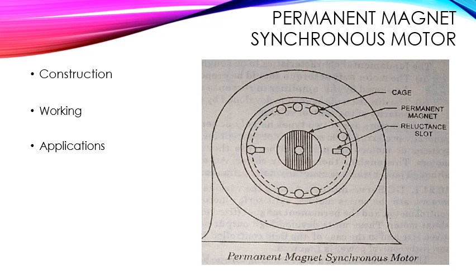So this is the permanent magnet synchronous motor, and that is very simple. The difference is that here only the permanent magnets are embedded in the rotor, and the slots are there for having a low reluctance path. That's why they are known as reluctance slots.